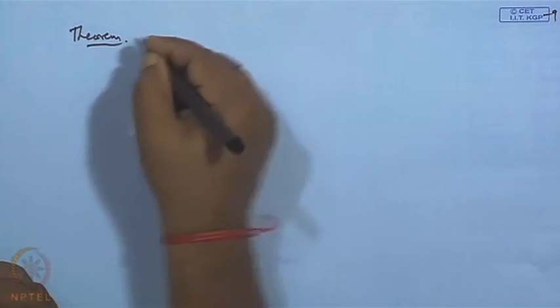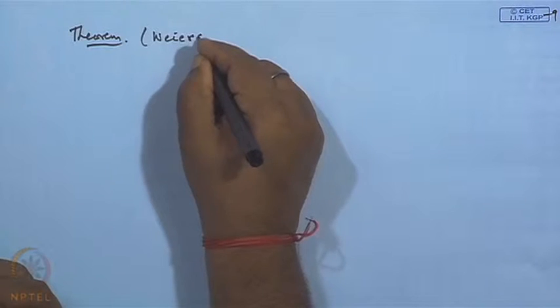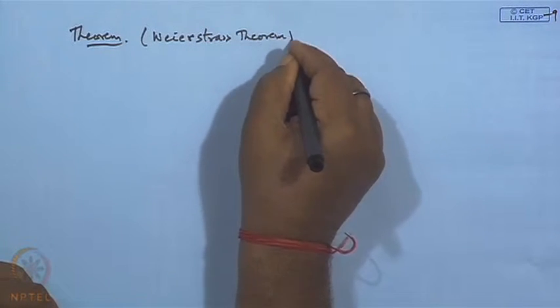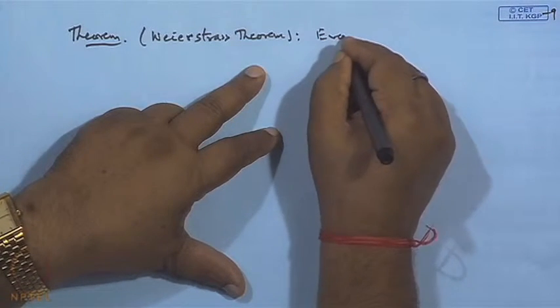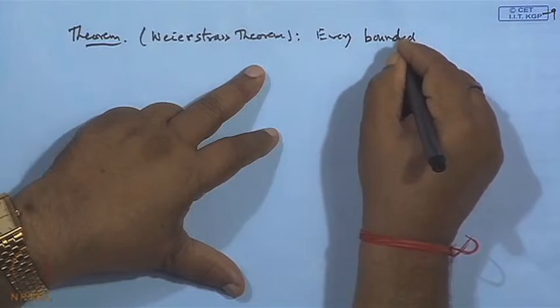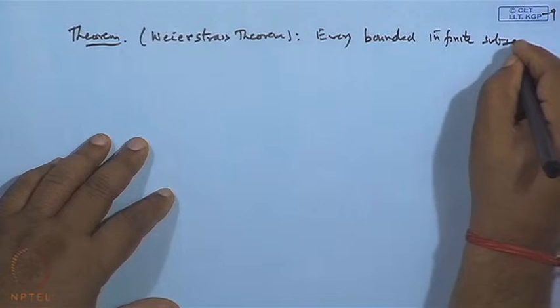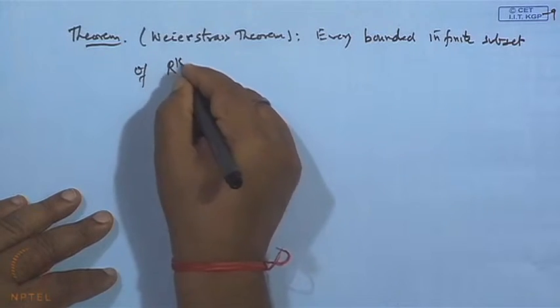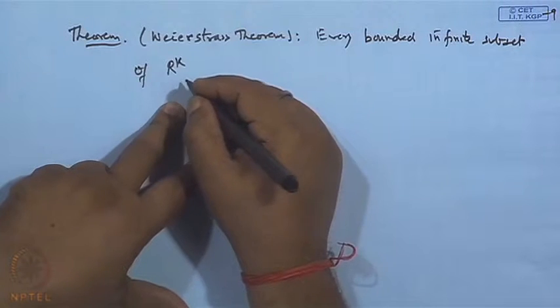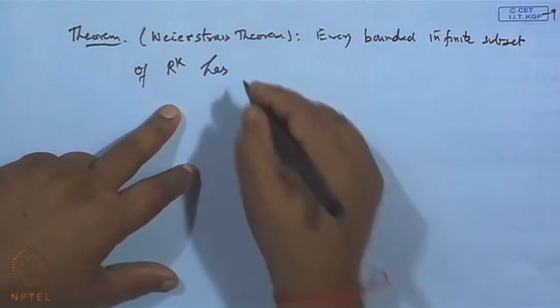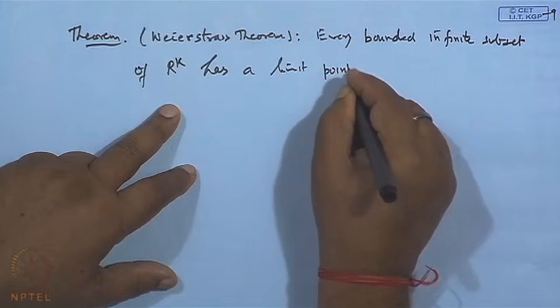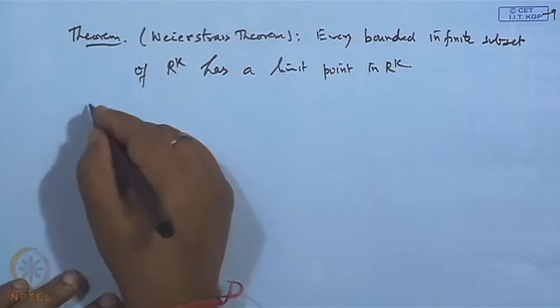So, this contradicts our... okay. So, that is what we are not going into detail for this, because it is a part of functional analysis. The next result which we state is the Weierstrass theorem. The theorem says every bounded infinite subset of R^k has a limit point in R^k. The proof is very easy.